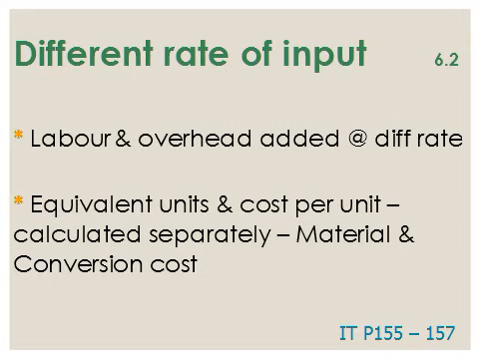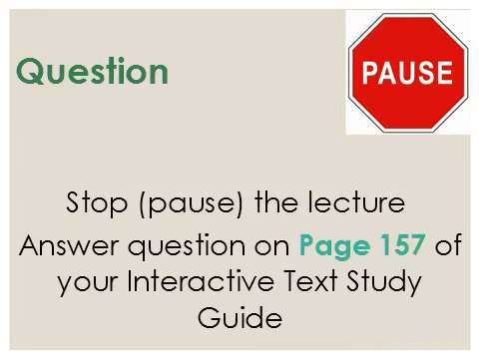In these cases, the equivalent units and the cost per unit should be calculated separately for each type of material and conversion cost. A conversion cost is the total of labor and overheads. For an example of equivalent units and different degrees of completion, see the example on pages 155 to 157 of your interactive text study guide. Stop the lecture. Answer the question on page 157 of your interactive text study guide.